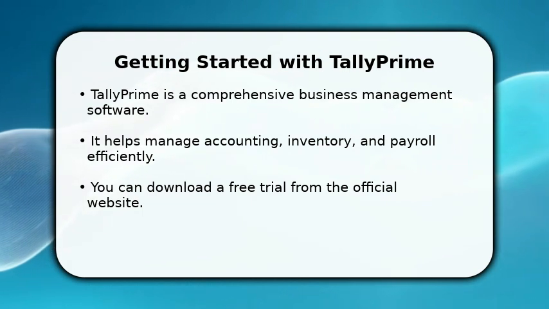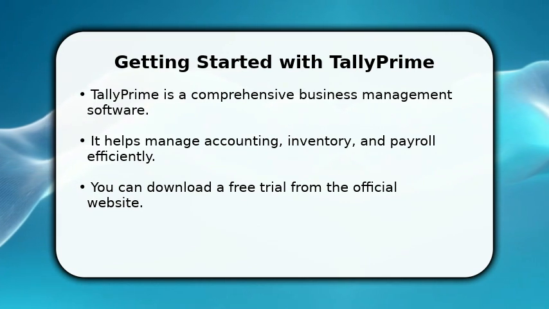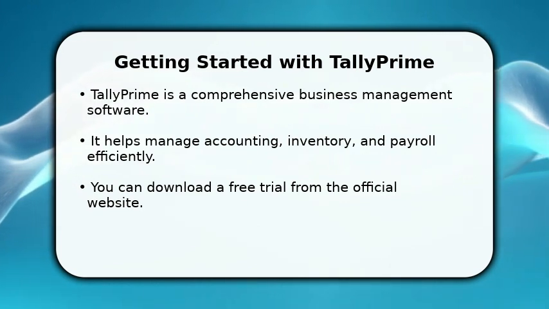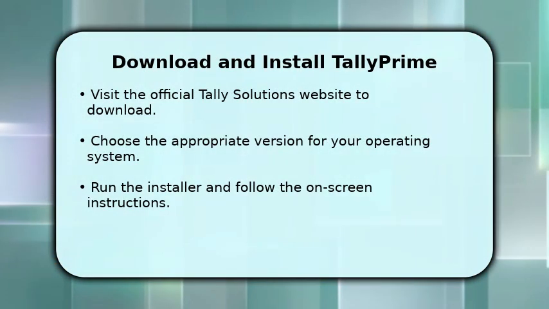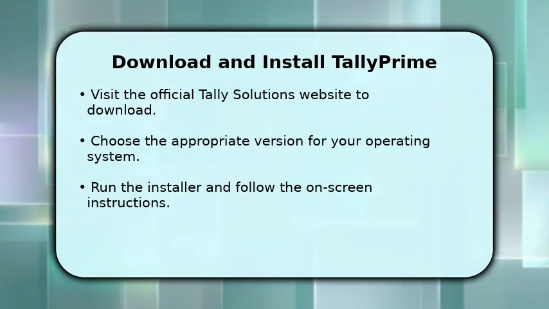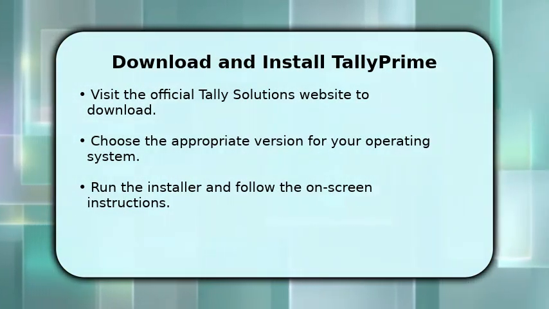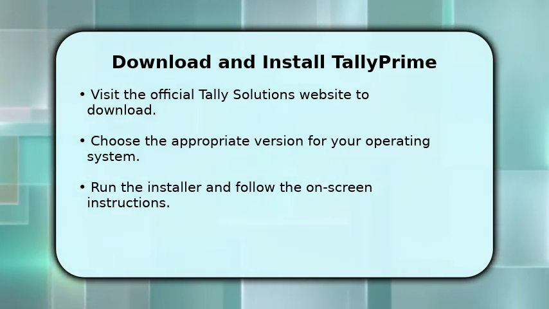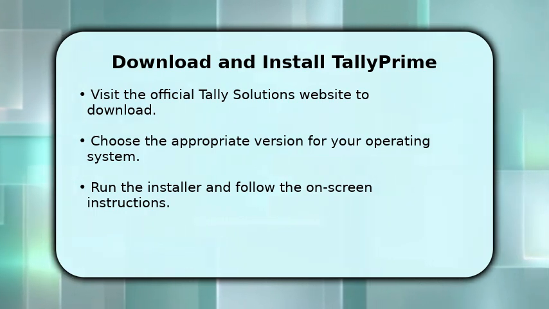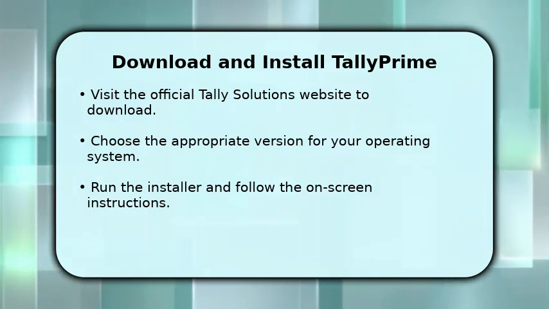To begin, you'll want to visit the official Tally Solutions website. There, you can explore the various options available for obtaining the software, including a free trial to get you started. Once on the Tally Solutions website, navigate to the Downloads section. You'll find the Tally Prime installer available for various operating systems. Select the version compatible with your computer, typically a 64-bit system.